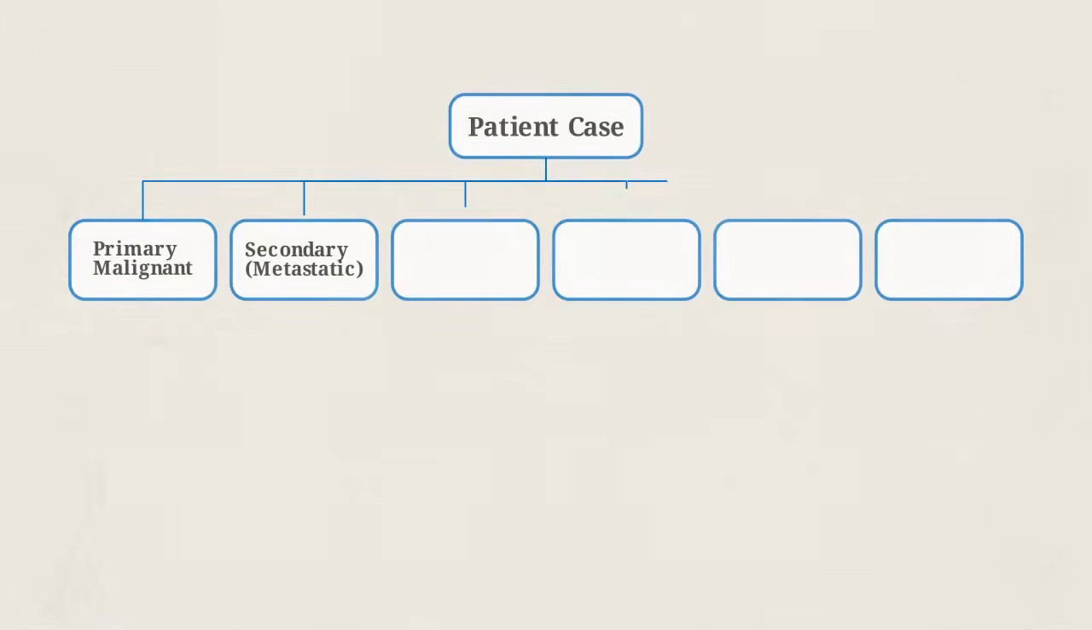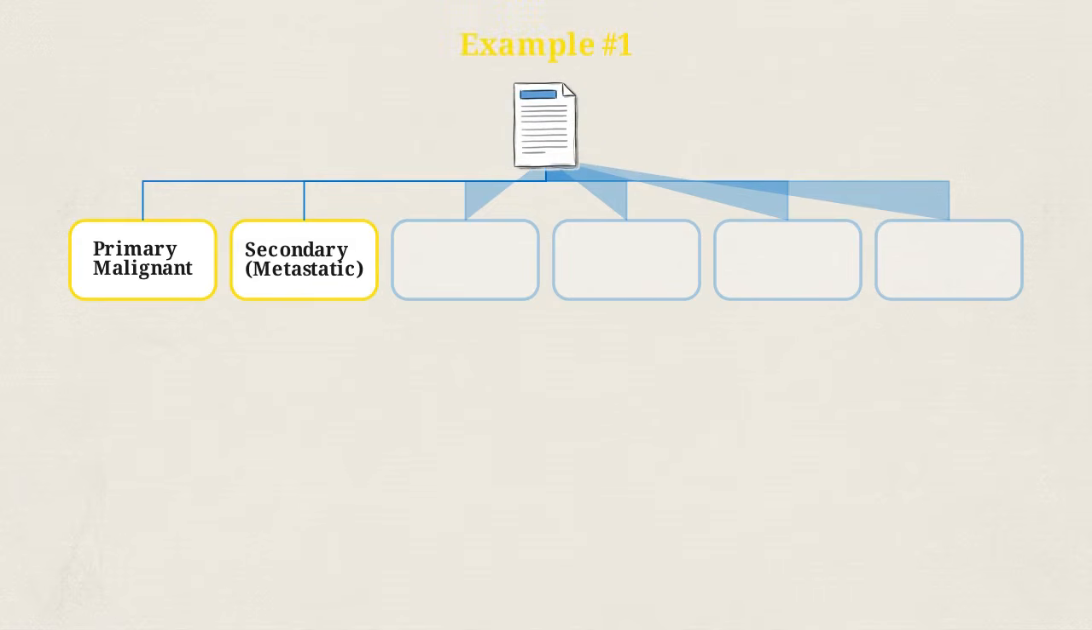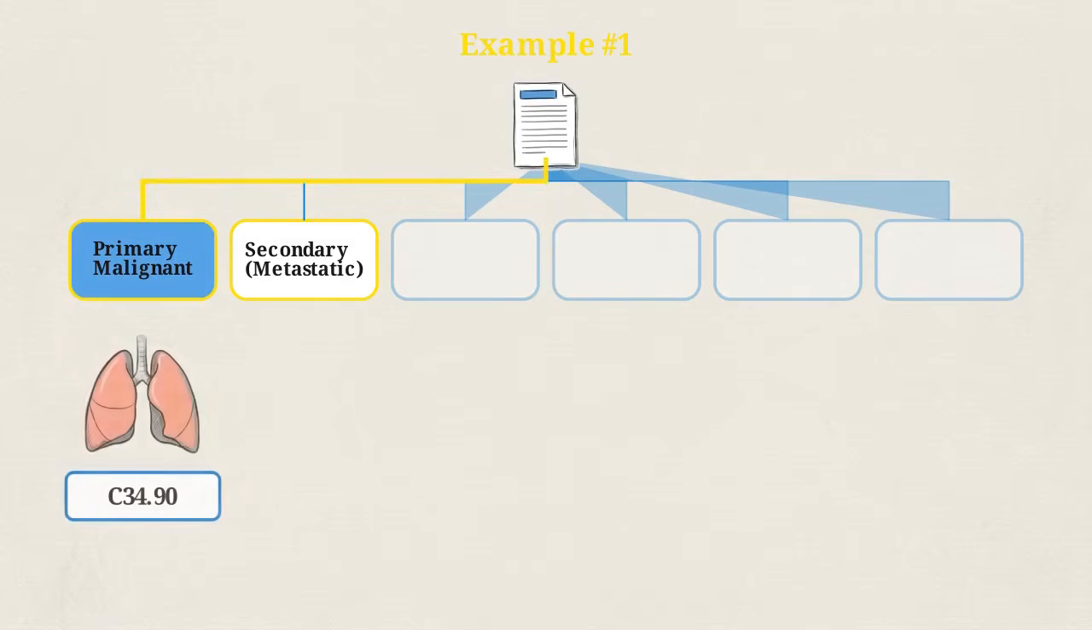Within the malignant pathways, the algorithm follows strict sequencing rules. Clinical documentation must definitively identify the primary site of origin and any secondary metastatic sites. In example 1, a patient has primary malignant lung cancer and metastases to the brain. We route the lung cancer through the primary node, yielding code C34.90.